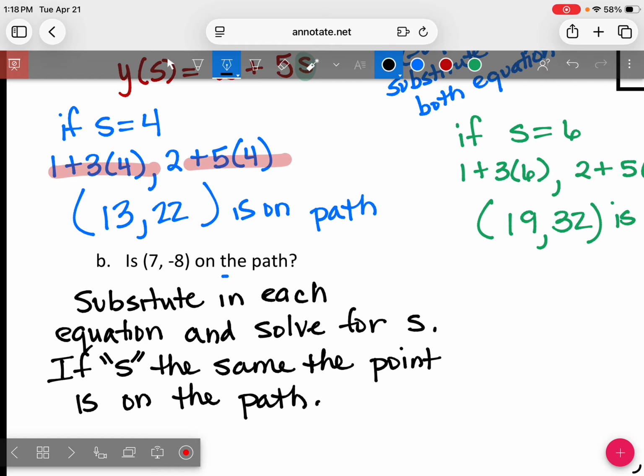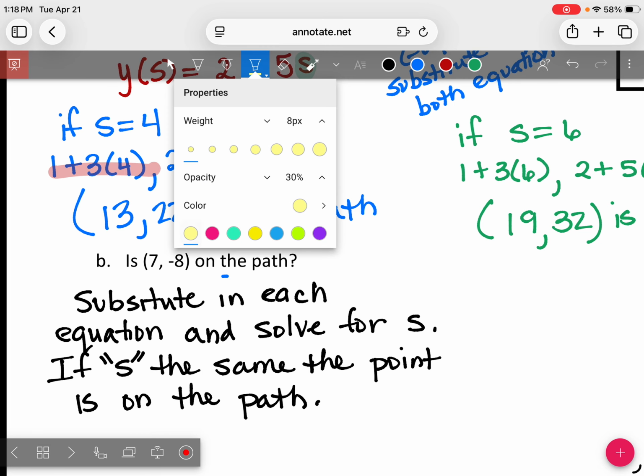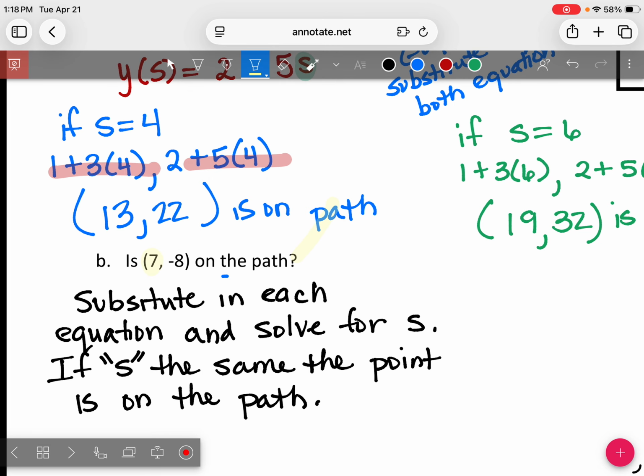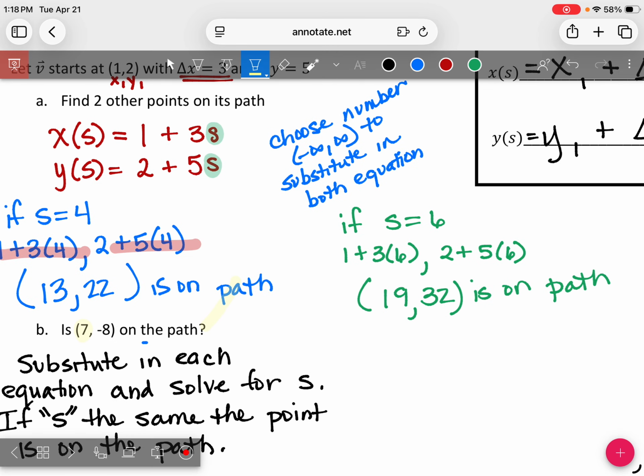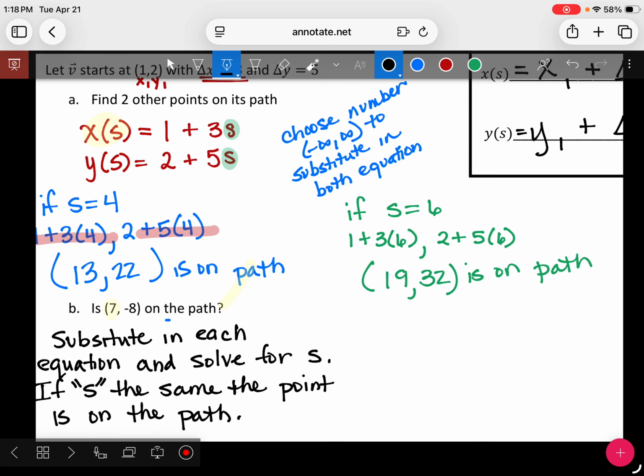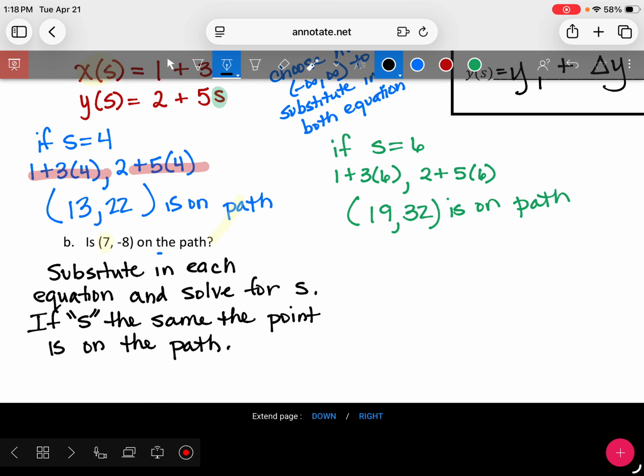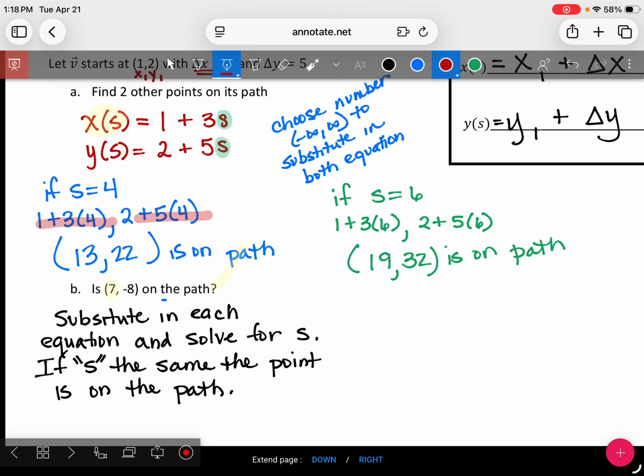So what I need to do is I need to plug in, I'm going to substitute in the 7. I'm going to put the 7 right here. So I want you to solve the equation 7. So I'm using both of these equations. So let's put the 7 here. So 7 equals 1 plus 3s. We're going to solve that.